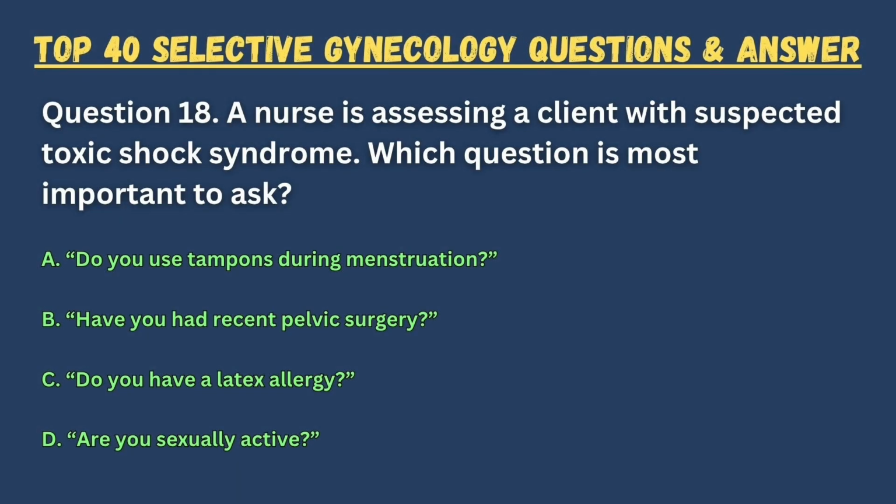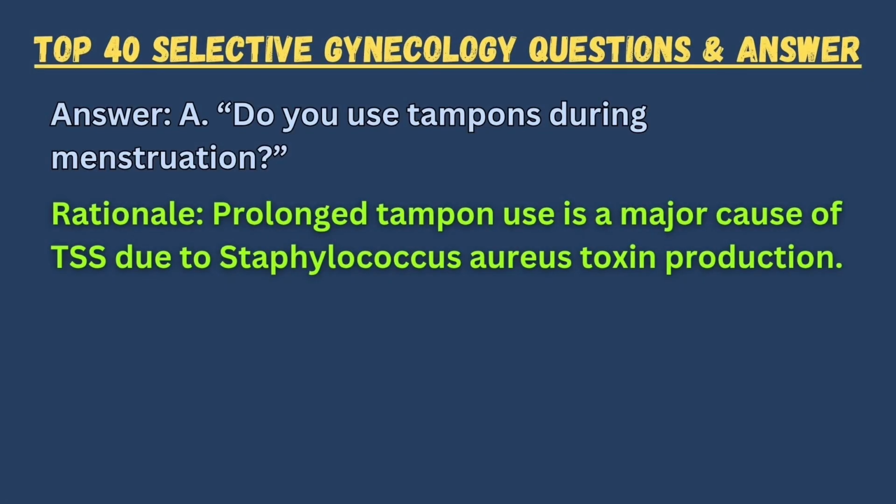Question 18. A nurse is assessing a client with suspected toxic shock syndrome. Which question is most important to ask? A. Do you use tampons during menstruation? B. Have you had recent pelvic surgery? C. Do you have a latex allergy? D. Are you sexually active? Answer: A. Do you use tampons during menstruation? Rationale: prolonged tampon use is a major cause of TSS due to Staphylococcus aureus toxin production.